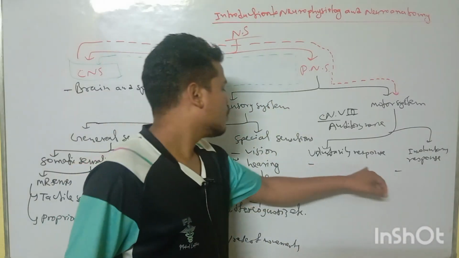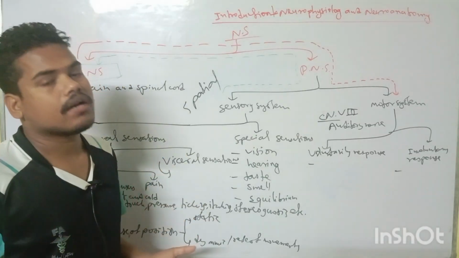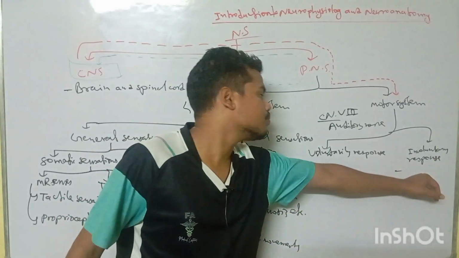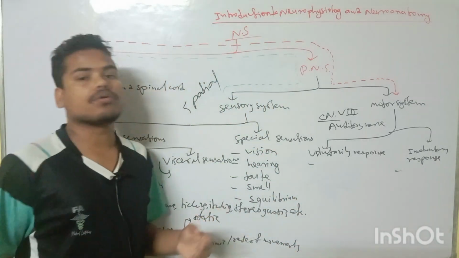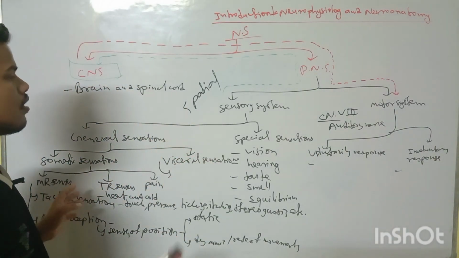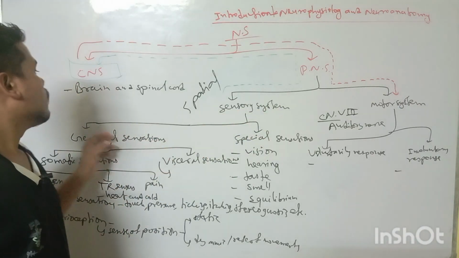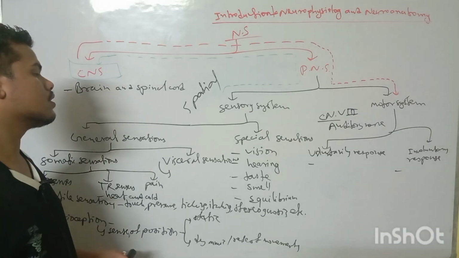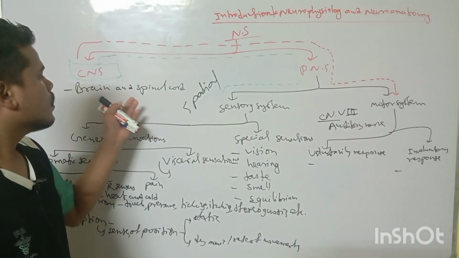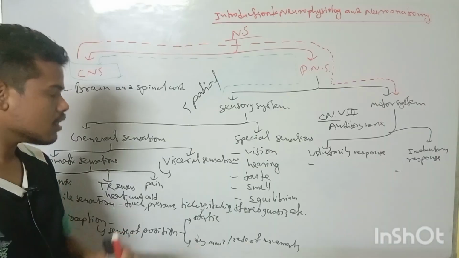So in brief, the voluntary response is the response we can control by our will, and the involuntary response is the response that we cannot control by our will. All of this was about sensations, the sensory system. In subsequent lectures I will deal in detail with the pathways: the ascending pathway, which is the sensory system, and the descending pathway, which is the descending tract, the motor system.